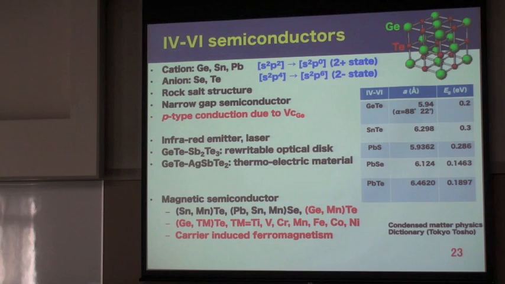Germanium s level and tellurium, for example, p level are very close. They repel each other very strongly. Then the top of the valence band becomes an antibonding state due to the very strong repulsion. Because of that, p-type doping is very easy. You can just introduce a germanium vacancy. The solubility of the germanium vacancy is very high. You can introduce 30 or 40% very, very easily in this material. Because of that, the band gap is very small.